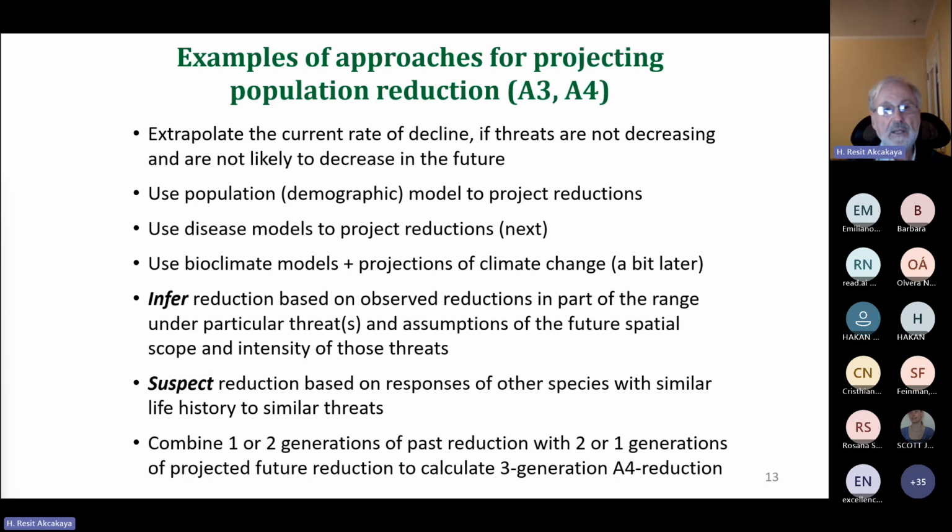Finally, as I mentioned, you can combine one or two generations of past reduction with 2 or 1 generations of projected future reduction to calculate A4 reduction in the 3-generation window. This is especially useful for long-lived species for which making future projections becomes very uncertain after 1 generation. And also, going back in time after 2 generations, the data is less available and less certain, and there's more uncertainty about the data in the distant past. So this way you can combine more recent and more reliable data on reduction with a short-term projection instead of a long-term projection.